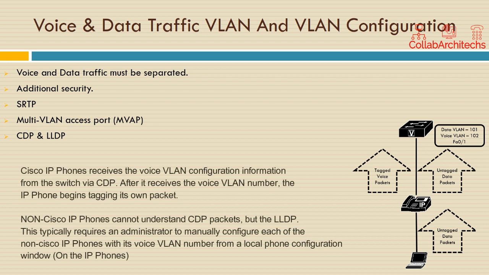Cisco IP phones receive the voice VLAN configuration information from the switch via CDP. After it receives the voice VLAN number, the IP phone begins tagging its own packets. Non-Cisco IP phones cannot understand CDP packets, but understand LLDP. This typically requires an administrator to manually configure each of the non-Cisco IP phones with its voice VLAN number from a local phone configuration window on the IP phone handset.